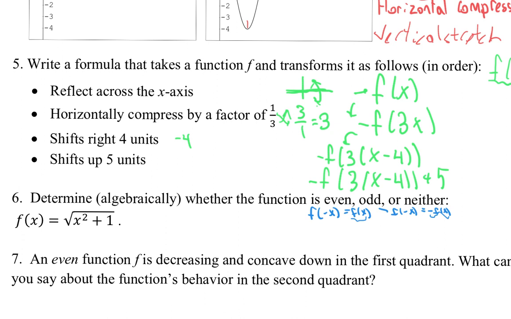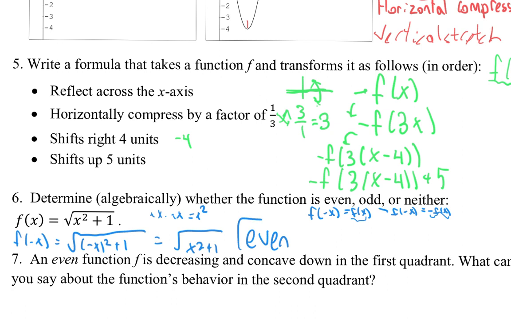So f of negative x is going to be the square root of negative x squared plus 1. Well, negative x squared, negative x times negative x, the negatives cancel. So we just get positive x squared. And that's the exact same thing we had before, so we say that is even.